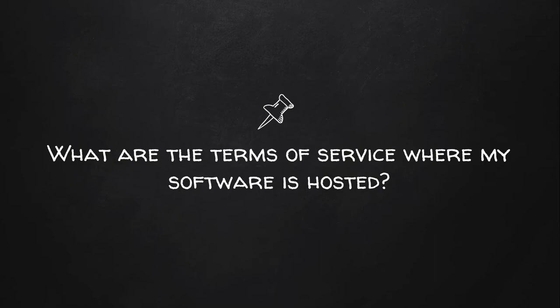Second question is, what are the terms of service where my software is hosted? This is one thing that people don't really think about. Let me ask, how many people here are putting their project up on GitHub this weekend? All right, a couple of hands. GitHub has, in its terms of service, a clause that states if you put your code on GitHub, you have to allow for the creation of derivatives. You have to allow for what's known as forking your project base. Now, they can be private forks, or they can be public forks, but you have to allow people to create derivative works.